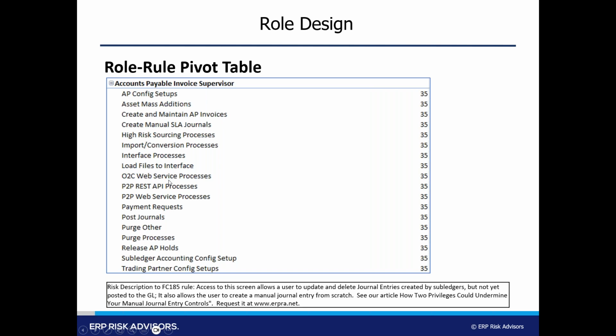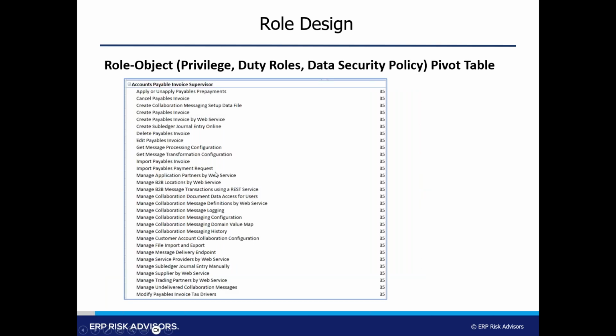So we can look at it from a role rule perspective, and we also look at it from a role privilege or role privilege duty role perspective, where we can actually see individual components like import payables invoice FBDI, import payables payment request FBDI. Does it really belong in a supervisor role? If so, what controls do you have?